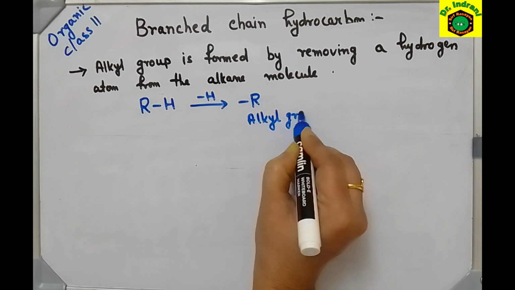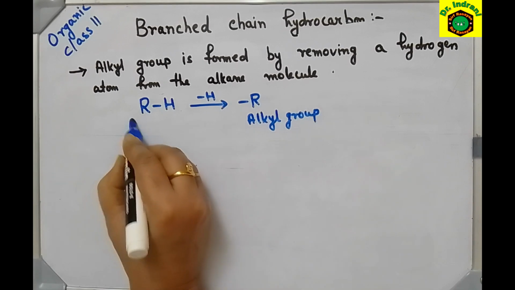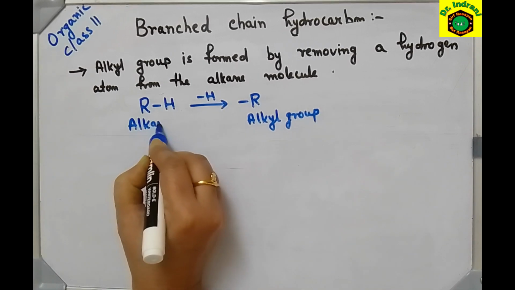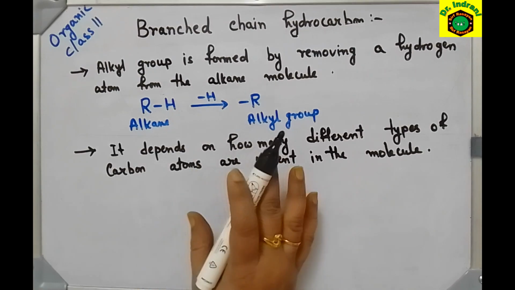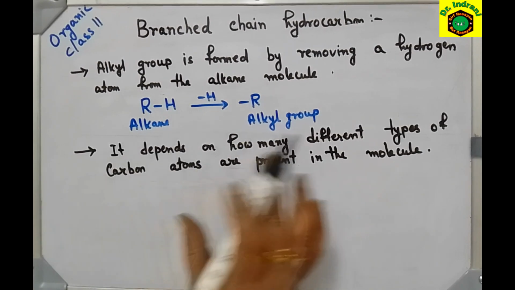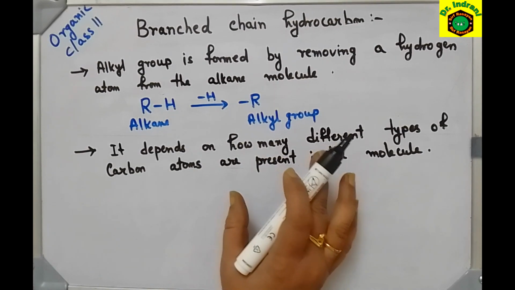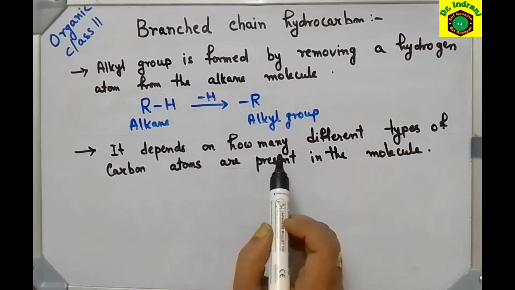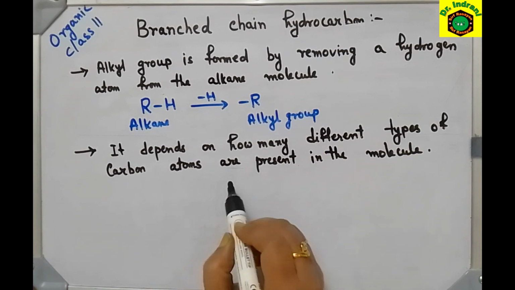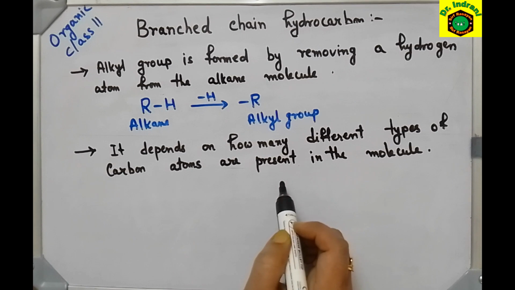General representation. And this is your alkane. Now see, from one alkane, how many types of alkyl group can generate? It depends on how many different types of carbon atoms are present in the molecule.